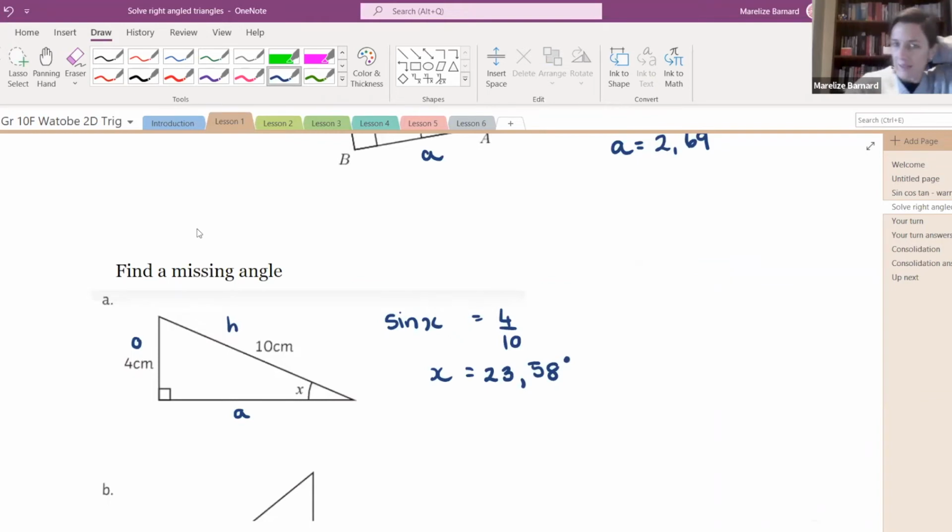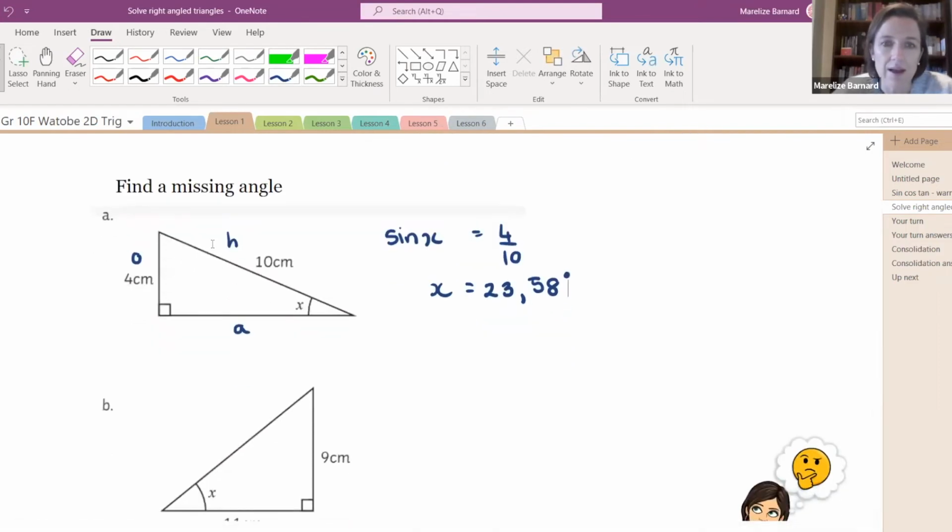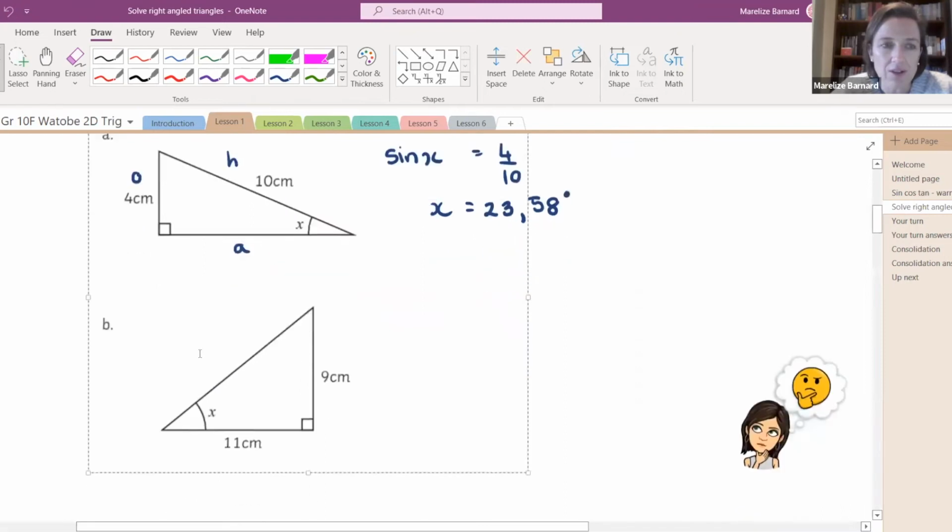Careful with your rounding, everybody. You got to round correctly. It is actually something that you will lose marks for. Okay, so here we go. Next one.